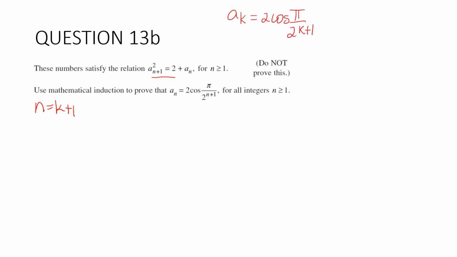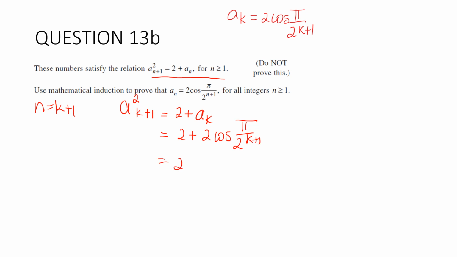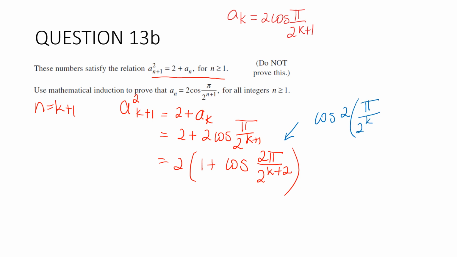So we're going to start from our recurrence relation, which is here. So a squared k plus 1 is equal to 2 plus ak, which is equal to 2 plus 2 cos pi over 2 to the k plus 1, which is equal to 2 brackets 1 plus cos. Now here I want 2 pi over 2 to the k plus 2. Does that make sense? Because now I can rewrite that as cos of 2 lots of pi over 2 to the k plus 2.